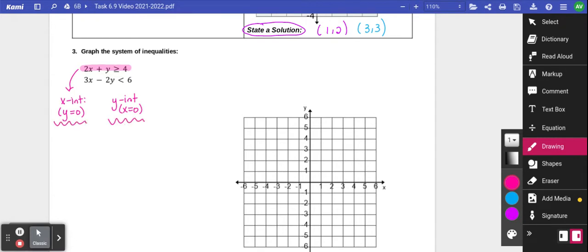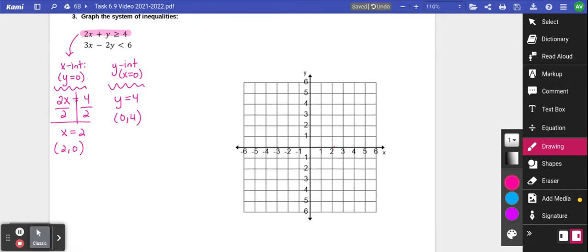Now my X-intercept here, I would have the equation 2x equals 4. When I divide by 2 on both sides, I would get x equals 2, so my starting point would be 2, 0. My X-intercept. And for my Y-intercept, I would just have y equals 4, so my Y-intercept would be 0, 4. I'm going to go ahead and add those to my graph. So 2, 0, and 0, 4.